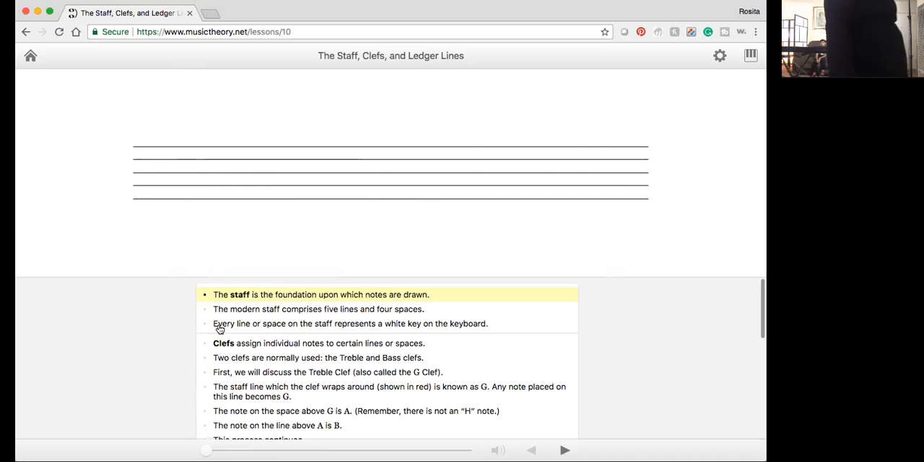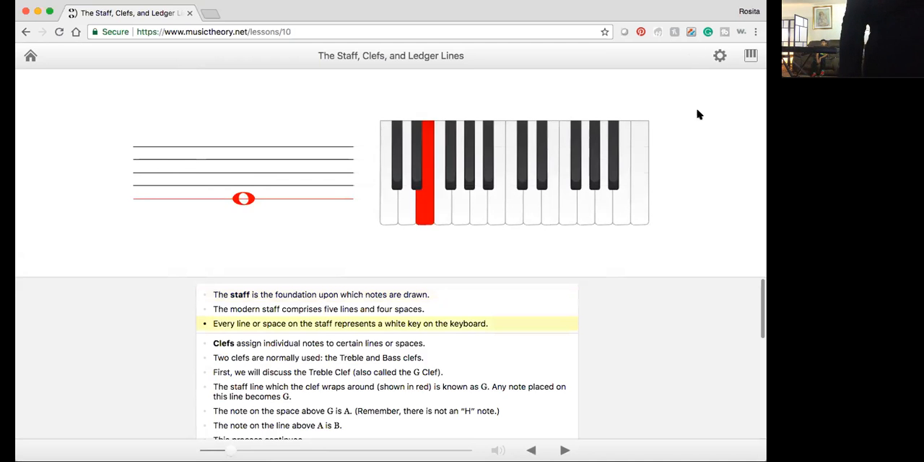Now, the cool thing is that cada línea y espacio entre la pentagrama se presenta cada tecla blanca en el piano.